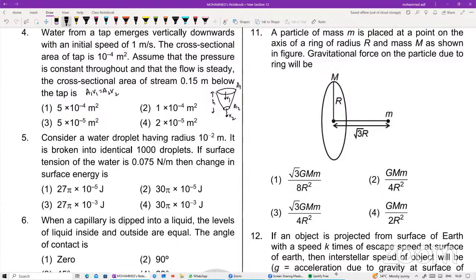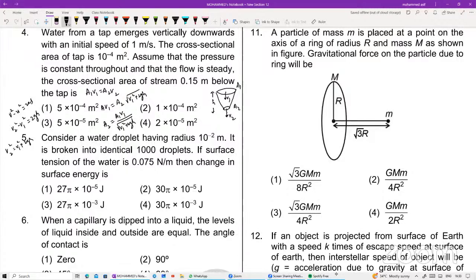V2 will be equal to, I can use this formula again. A1 V1 is equal to A2 V2. V2 will be equal to how much, beta? Under root of, I can use the formula V1 square plus 2g into h. I'm using this formula, beta. V square minus u square is equal to 2s. Down, the velocity is V2 square minus V1 square is equal to 2 into g into h. This goes inside, so V2 square is equal to V1 square plus 2gh. So V2 will be equal to under root of this one. Now from this you can easily find A2. So A2 is equal to A1 V1 divided by under root of V1 square plus 2g into h.